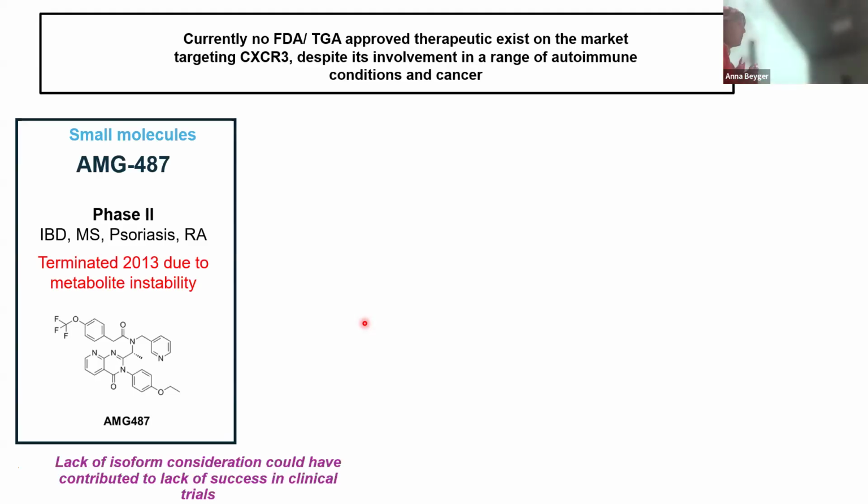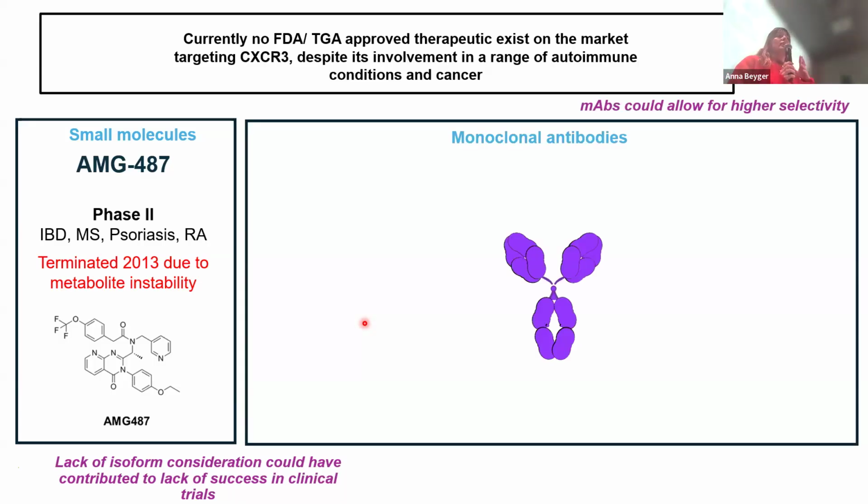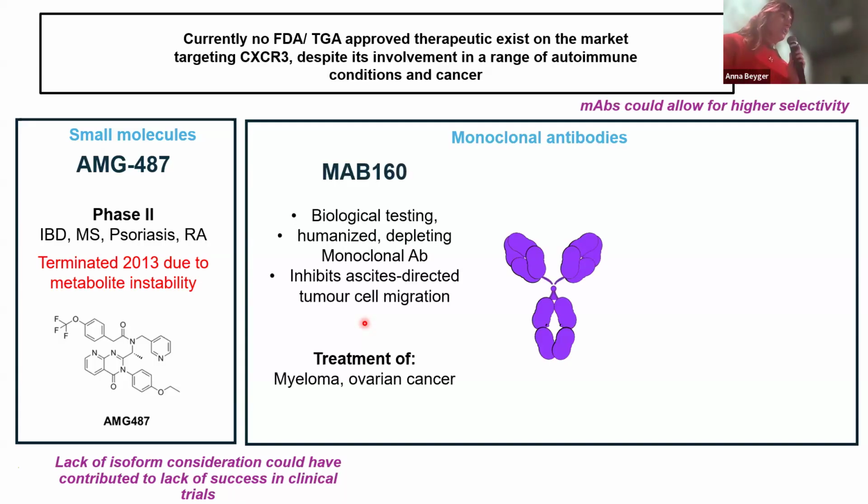However, as I mentioned earlier, small molecules also can't really distinguish between the two receptor isoforms, and that could contribute to their ultimate lack of success in clinical trials. So this is where monoclonal antibodies come in, because they allow for higher selectivity, not only between receptor isoforms, but also between structurally similar GPCRs. One antibody is MAP 160. It works by depleting CD4 and CD8 positive T cells. It has been found to inhibit ascites-directed tumor cell migration and was intended for treatments of myeloma and ovarian cancers.